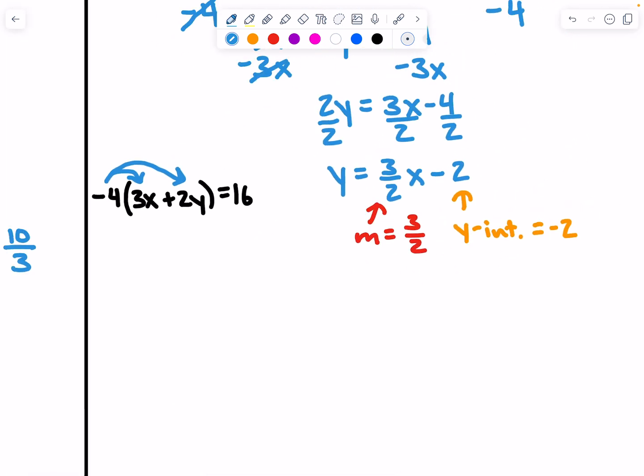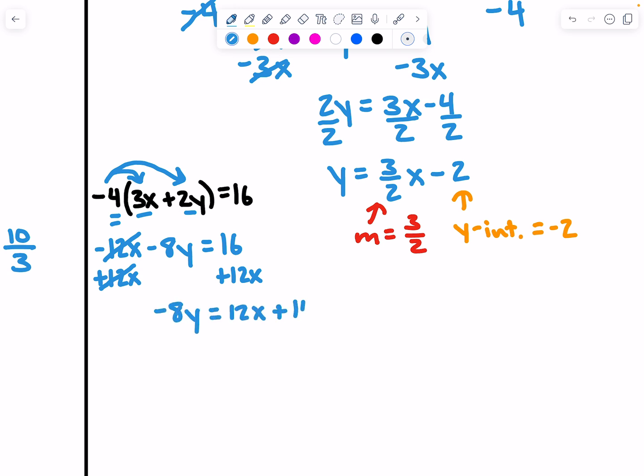So -4 times 3x would give me -12x. Then -4 times 2y would give me -8y. Then it'll still all equal 16. Then we can add 12x to both sides since it's a -12x and we need to move it. So let's add 12x to both sides. And then -12 and +12 would add up to 0. And then we bring down -8y is equal to 12x plus 16.